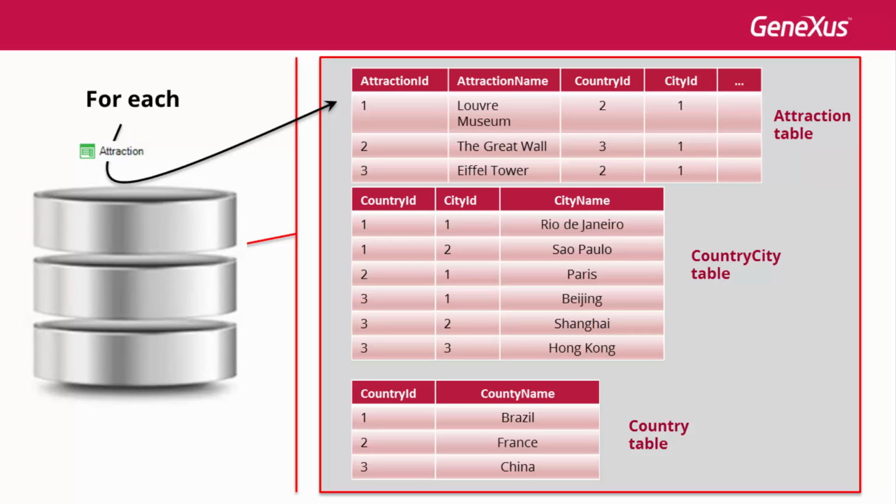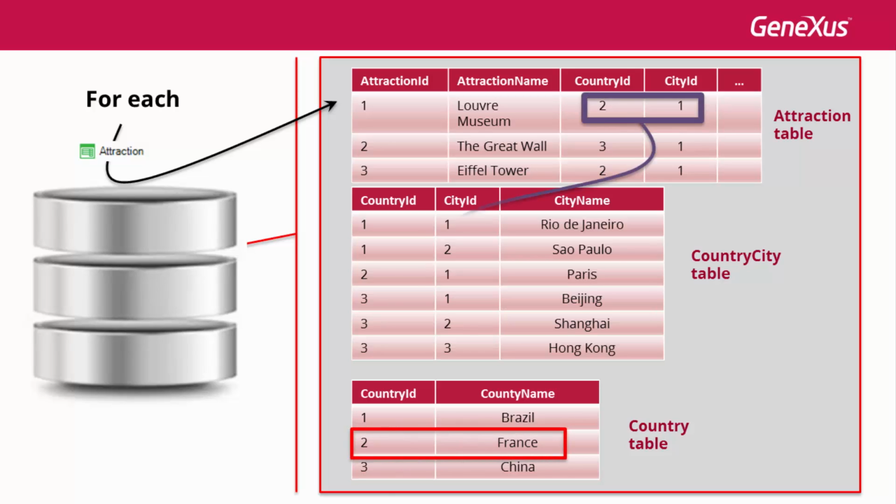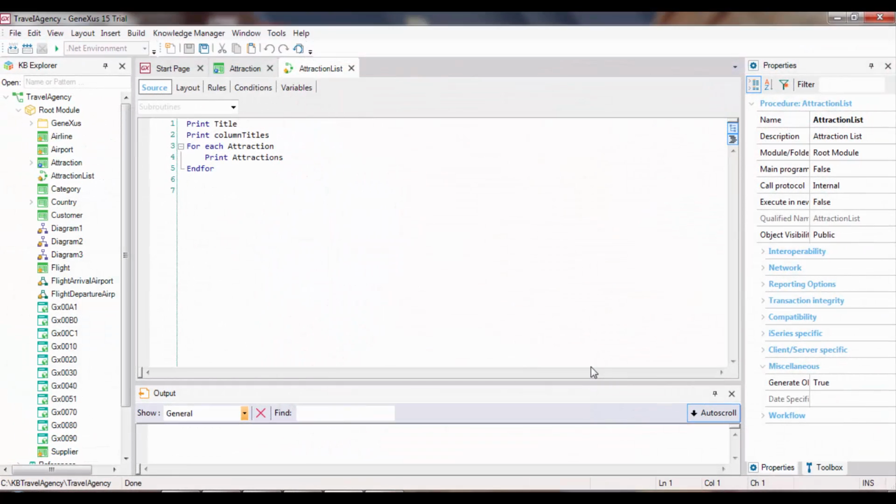Since within the forEach command we've invoked a print block containing attributes of the attraction and country tables, applying the concept of extended table for each navigated attraction, the country city table will be accessed, and from it the country table, to obtain the name of the country where this attraction is located. Let's run it to see the result.